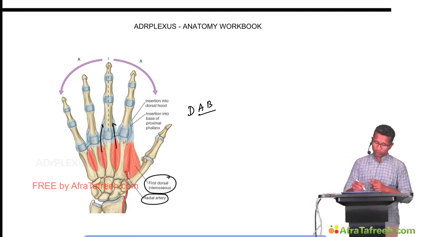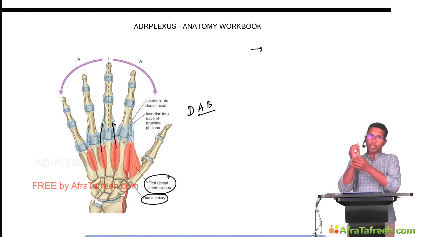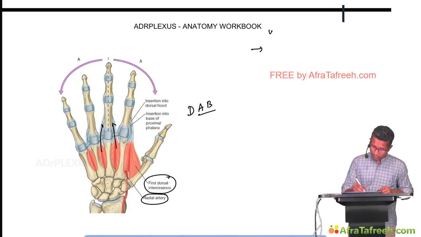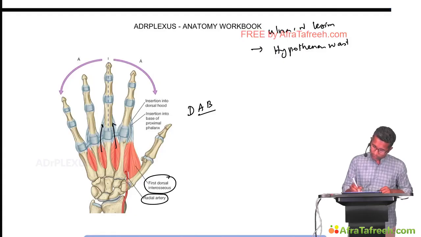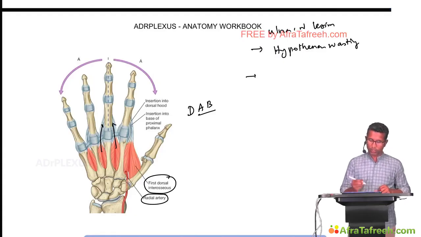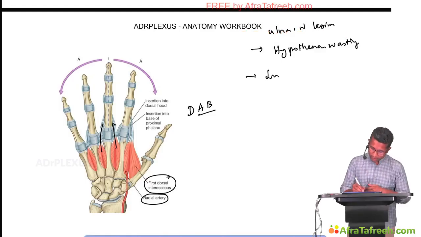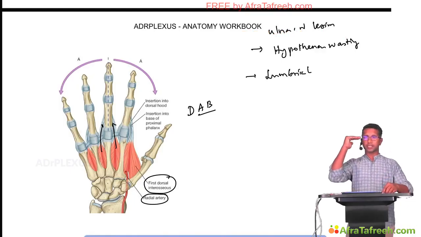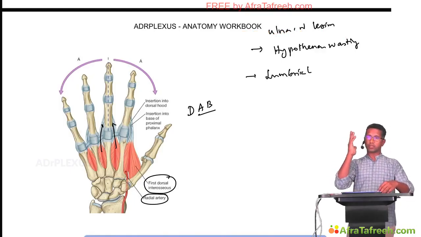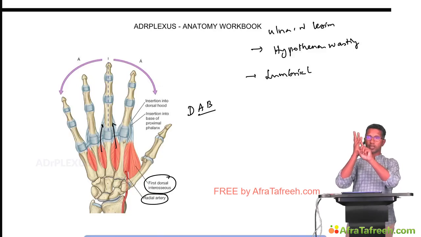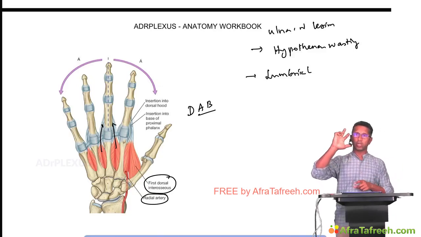You all know that whenever there is an ulnar nerve injury, the hypothenar muscle goes in for wasting. So ulnar nerve lesion causes hypothenar wasting. Now when the ulnar nerve is not working, the lumbricals will not work properly. The lumbricals for the medial two fingers are supplied by the ulnar nerve. So that results in a claw hand like this.